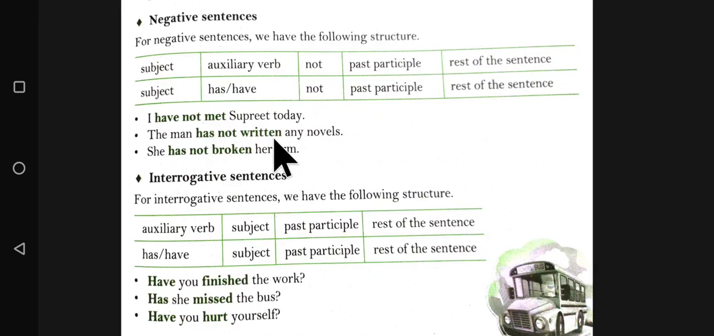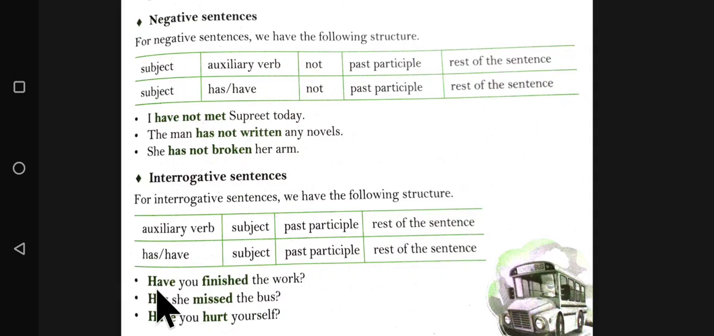Now next comes the structure for interrogative sentence in present perfect tense. So the structure goes like this. First comes the auxiliary verb or the helping verb, then comes subject, then a past participle form of the verb, then rest of the sentence. Example, have you finished the work?